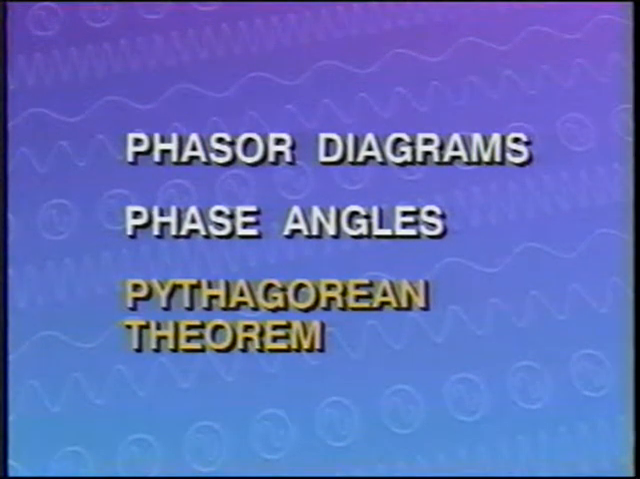You'll see how right triangle relationships can be used to analyze AC sine waves that are 90 degrees out of phase. Let's get started by learning to read phasor diagrams, which is an important skill for a technician to have.